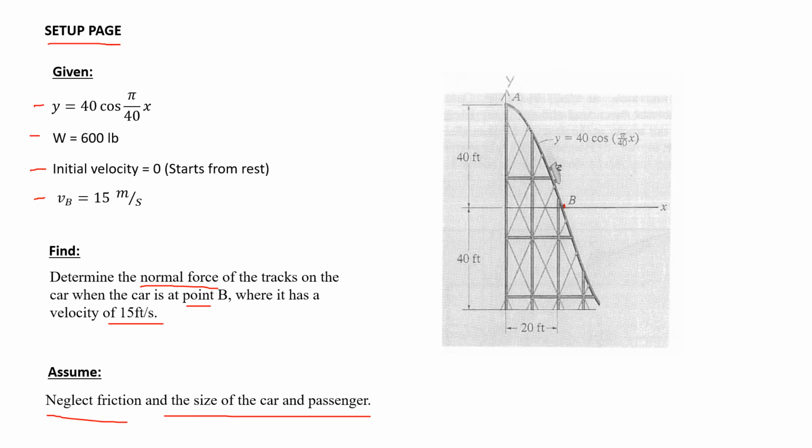So again, here's our point A at the top up here. There's our y direction, there's our x direction there. Here is the distance between A and B horizontally, the distance between the ground and B, and the distance between B and A vertically.